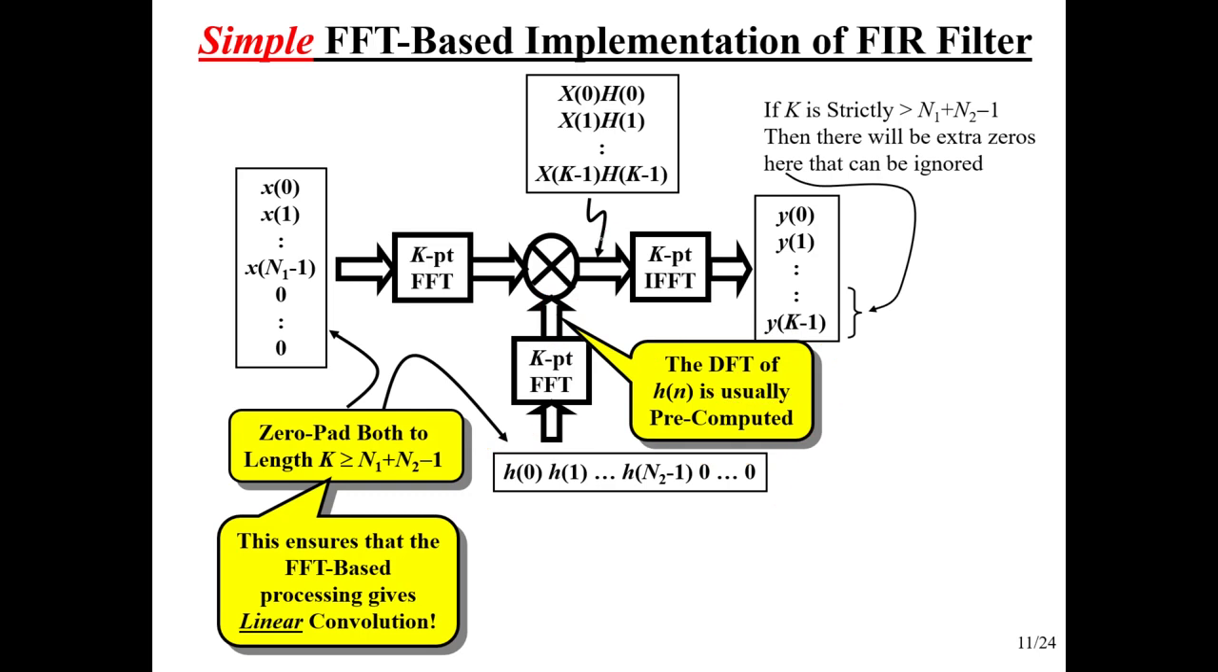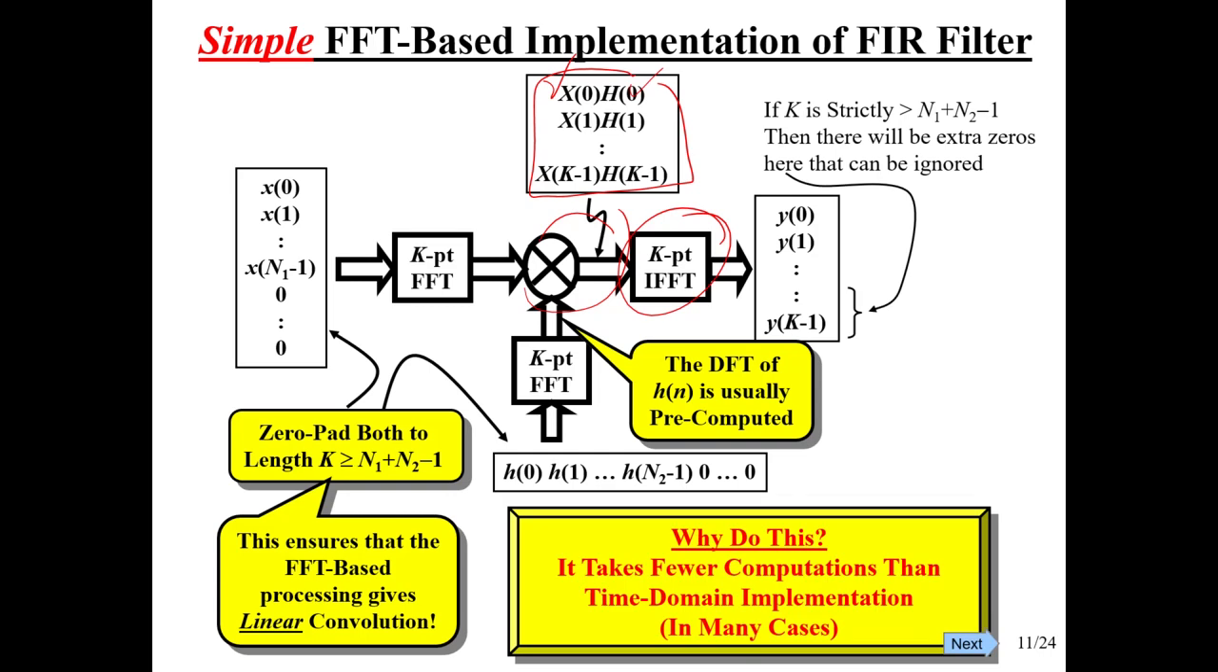And then this product here would be the product of the DFTs of X and the DFT values of H, and then we do the inverse FFT to get back. And so why do we do this? Well, in many cases, and we'll figure out how to determine when that is true and when that isn't true, even though this seems much more complicated than just direct convolution of these two things, it actually requires fewer computations because of the FFT's efficiency. That's the key to this.